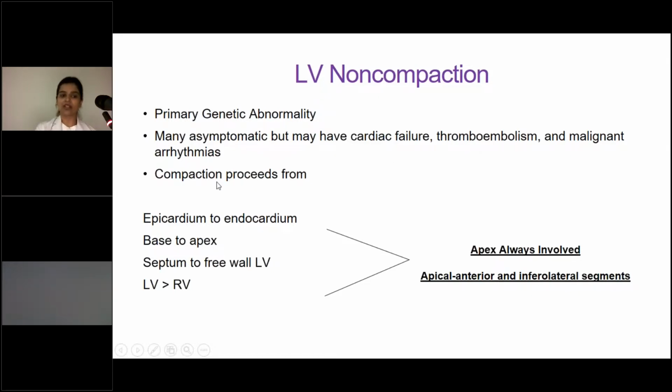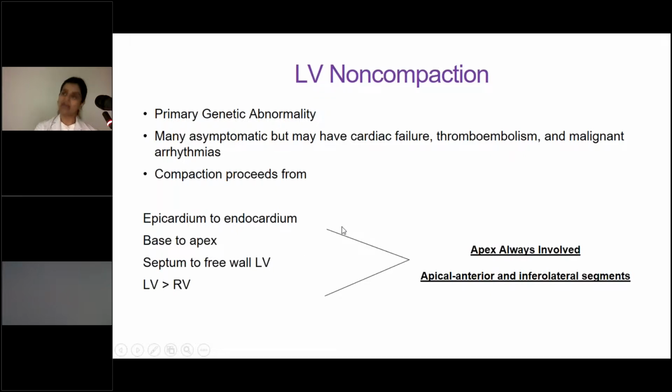Now, compaction is a normal process which occurs during fetal life. The myocardium starts off as a spongy structure and undergoes compaction during the 5th to the 8th week of fetal life. And this process of compaction follows a specific pattern that begins from the epicardium, proceeds towards the endocardium, starts from the base and extends to the apex, and extends from the septum to the free wall of the left ventricle.